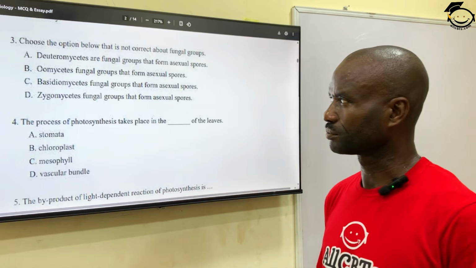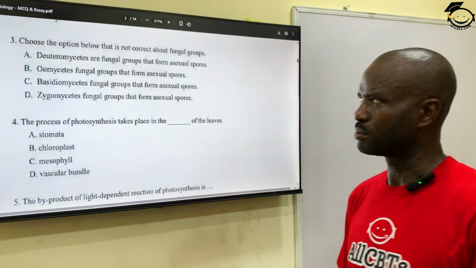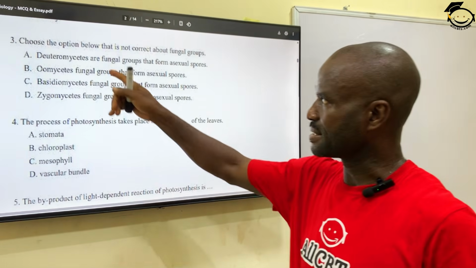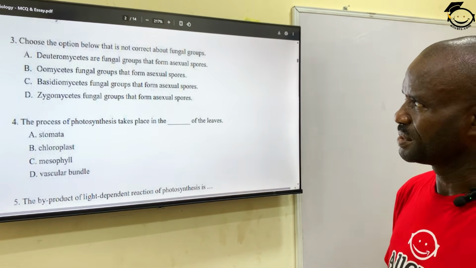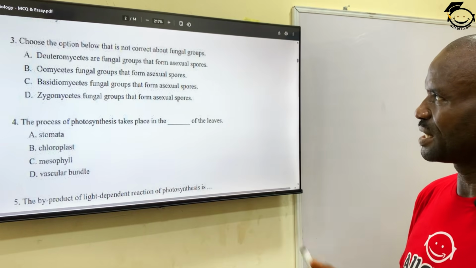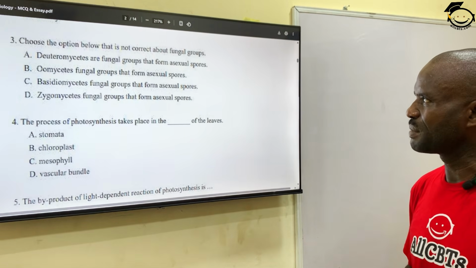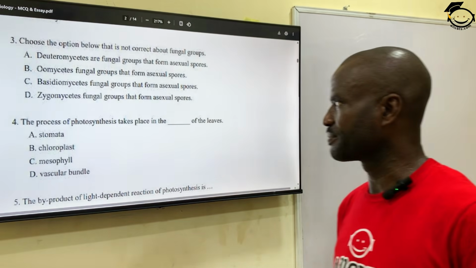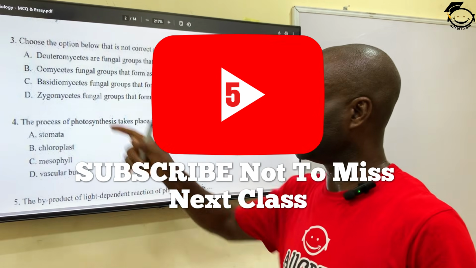Question 3. Choose the option below that is not correct about fungi group, meaning fungi can be grouped into the following except: A. Deuteromycetes. They are fungal group that form asexual spores. B. Oomycetes. They are fungal group that form asexual spore. C. Basidiomycetes. They are fungal group that form asexual spore. D. Zygomycetes. They are fungal group that form asexual spore. The correct answer is A.